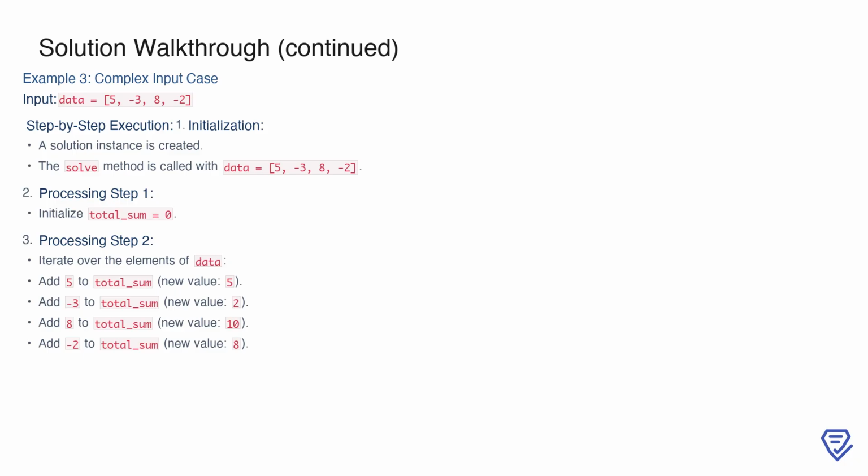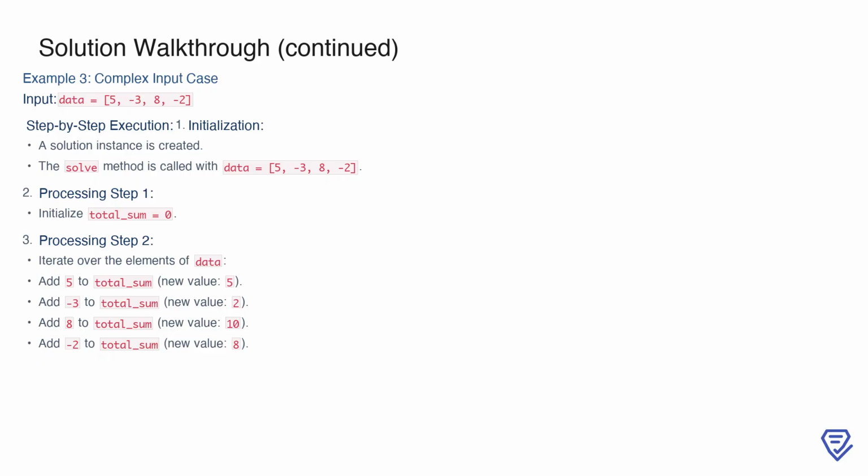In the third example, we test the solution with a more complex input list that includes both positive and negative numbers. The input data is 5, -3, 8, -2. The method starts by initializing total_sum to 0 as before. Then, we proceed to iterate through the list.